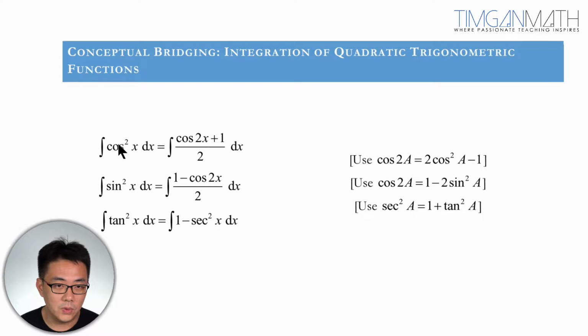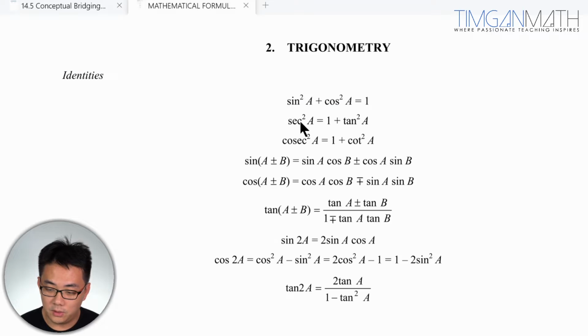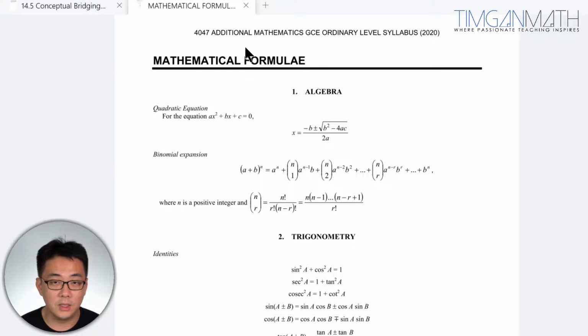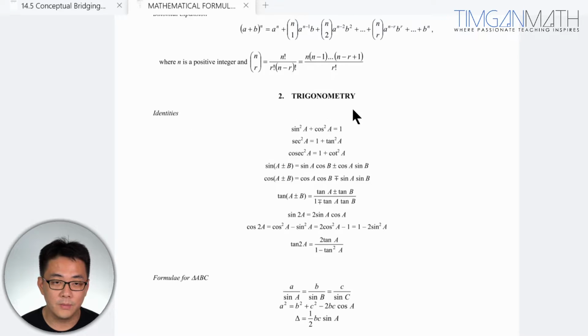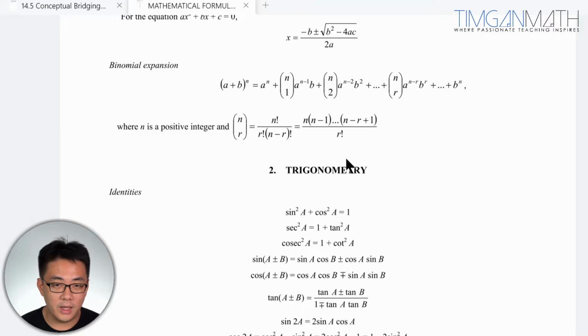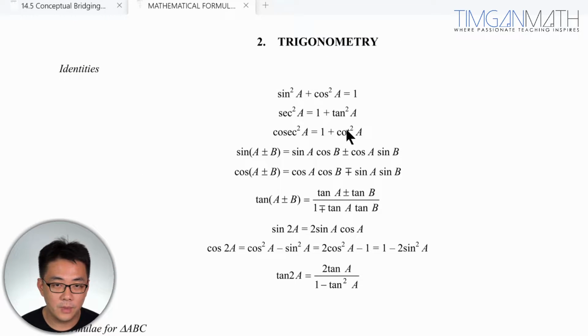If you're told to find the integration of cosine square, sine square, and tangent square, you would need to know how to use the formula sheet given to you. The formula sheet, the MF given to you in your syllabus, would be this here. So have a close look at this part of the formula. I need to explain this part here.